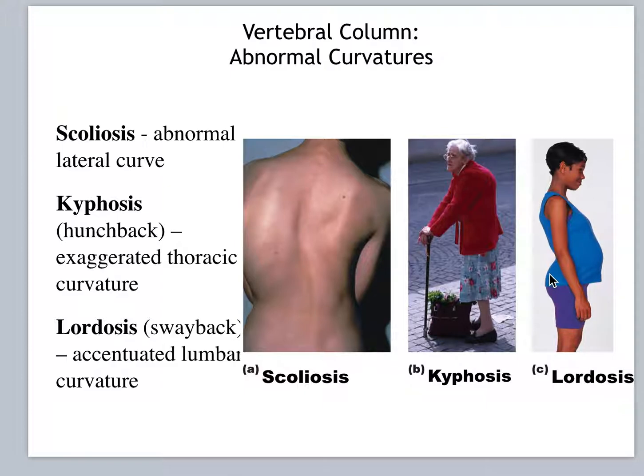See this, like in someone who's pregnant, the center of gravity is more in front than normal, so the body compensates by leaning backwards to try to get center of gravity over the hips and the lower extremities.